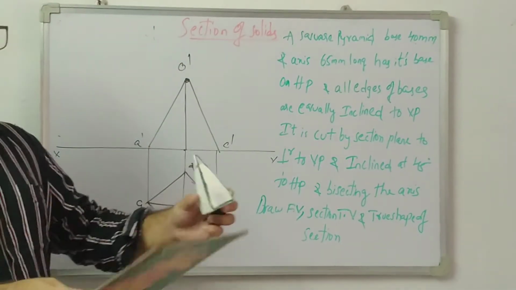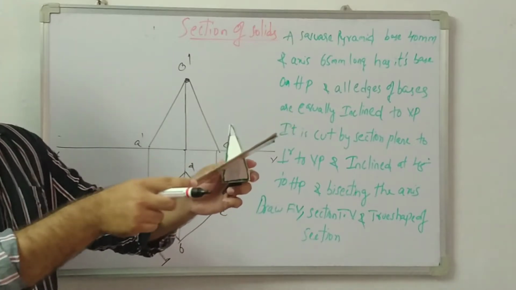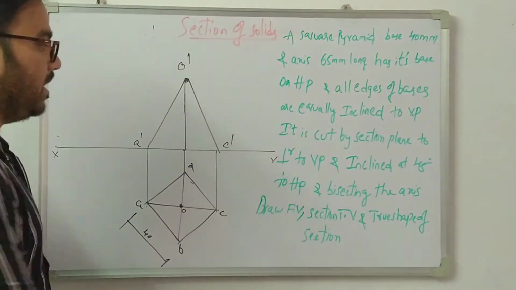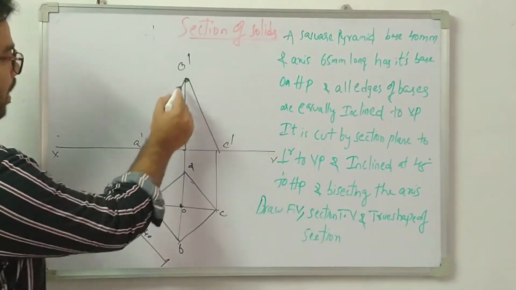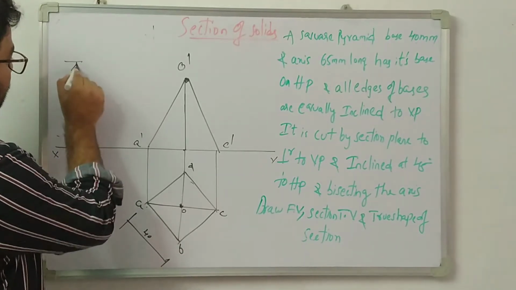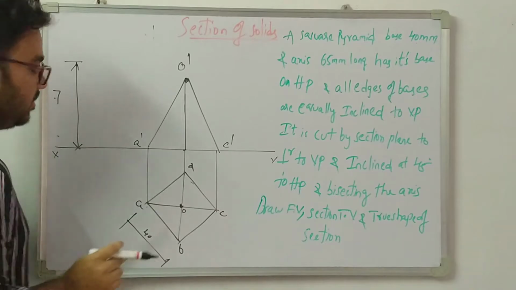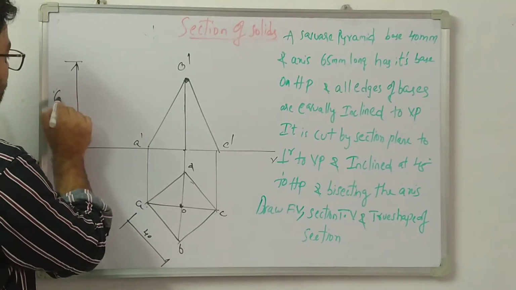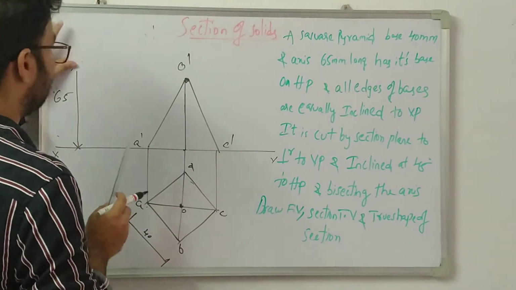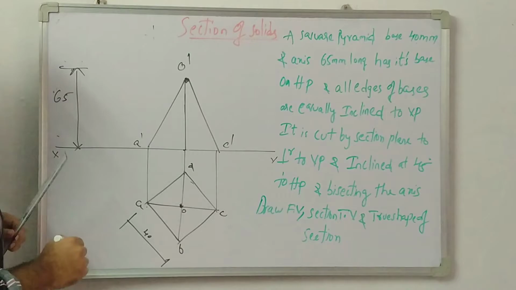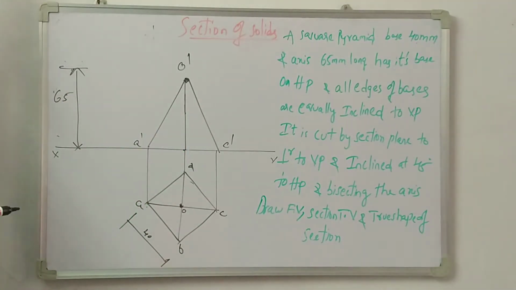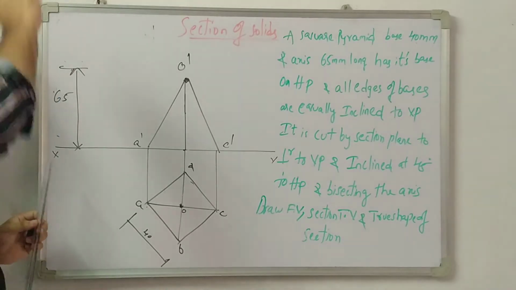See here, the cutting plane is started to cut like this, with 45 degrees at the bisecting axis. Bisecting the axis means, what is this height? Sorry, it is 65 mm given in the problem. The height is 65 mm. From here to here, take the midpoint, half of the 65, that is 32.5.